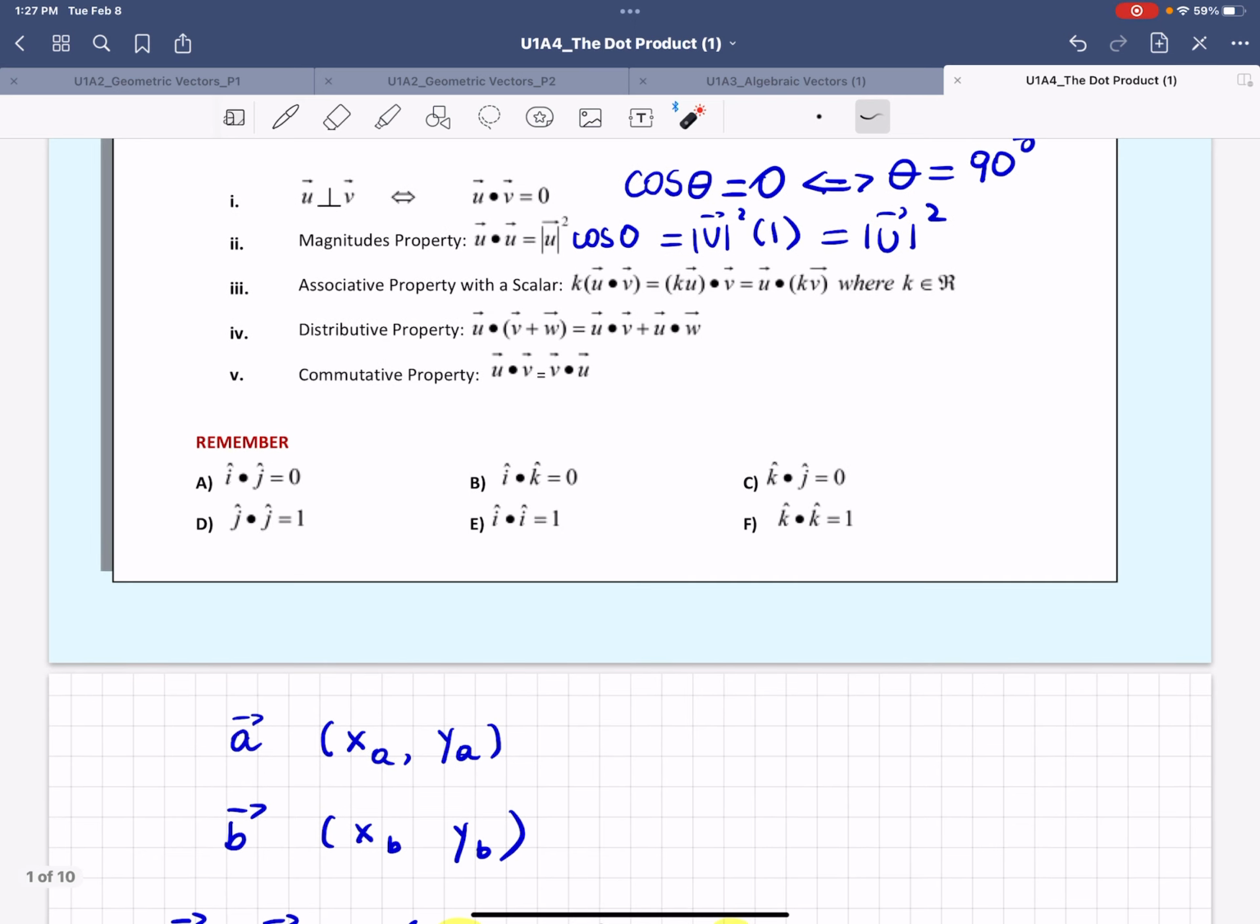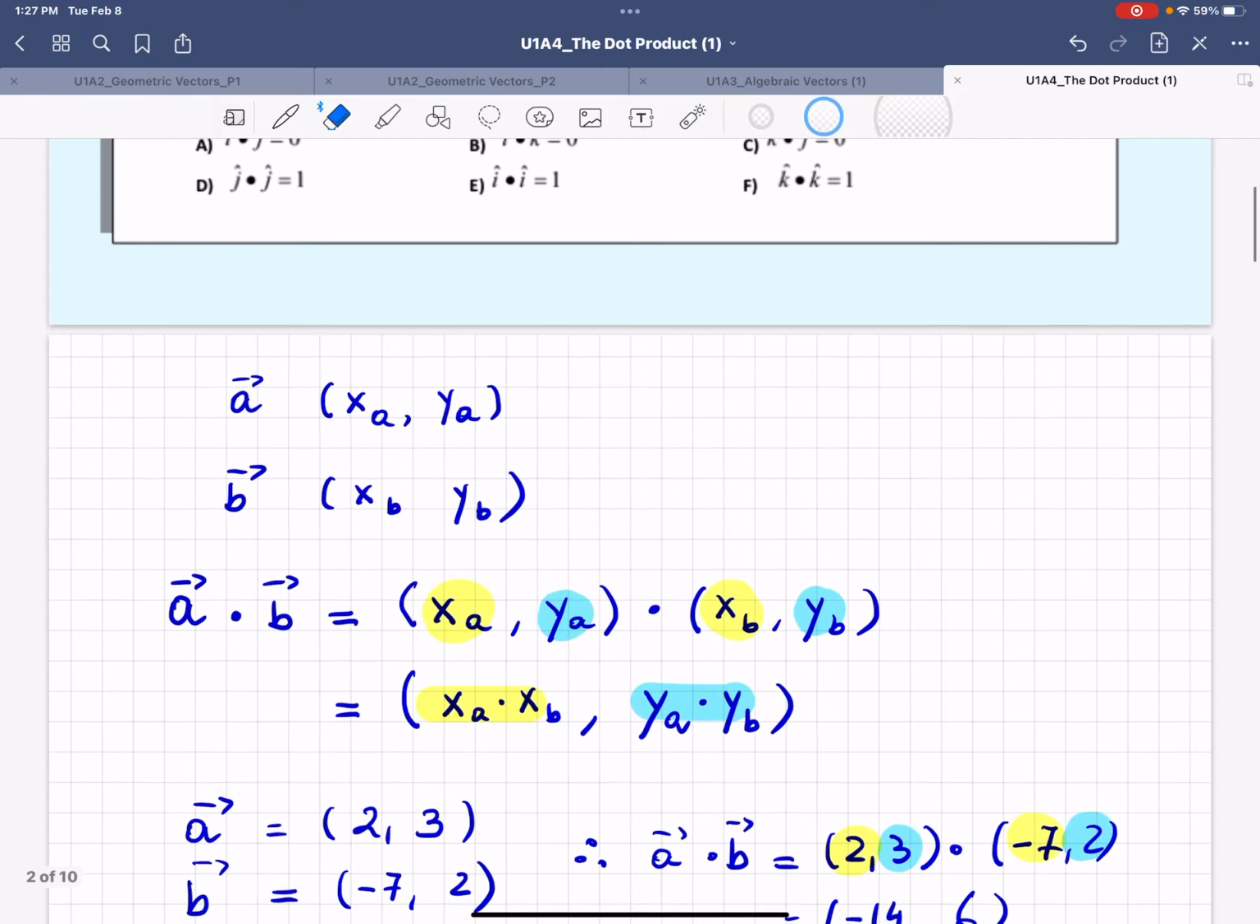Now remember that two vectors that are perpendicular will have a dot product of 0. So i and j are perpendicular, dot product 0. j and j are the same, dot product 1. Now, if you are in 3D, i and k would be 0, i and i would be 1, because the vectors are perpendicular. Same thing in here, k and j is 0, and k and k would be equal to 1.